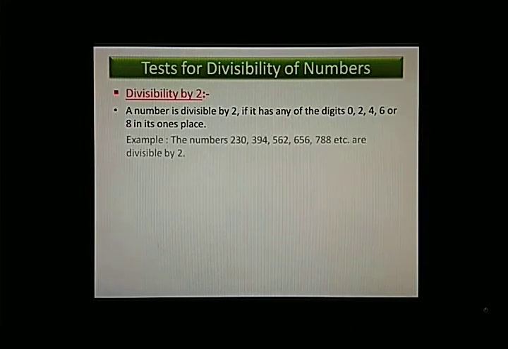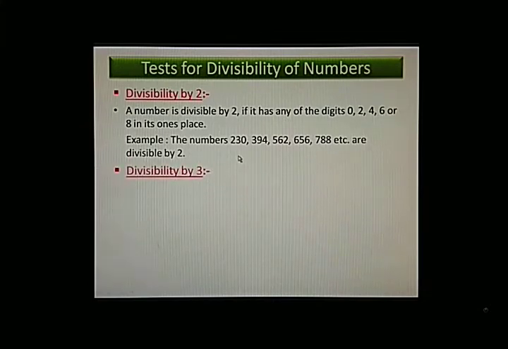Let us see an example. Say these numbers: 230, 394, 562. What you have to see is the ones place. Here you see in the ones place there is 0, then 4, 2, 6, 8. So obviously all these numbers will be divisible by 2 according to this rule. So clear? Now moving on.